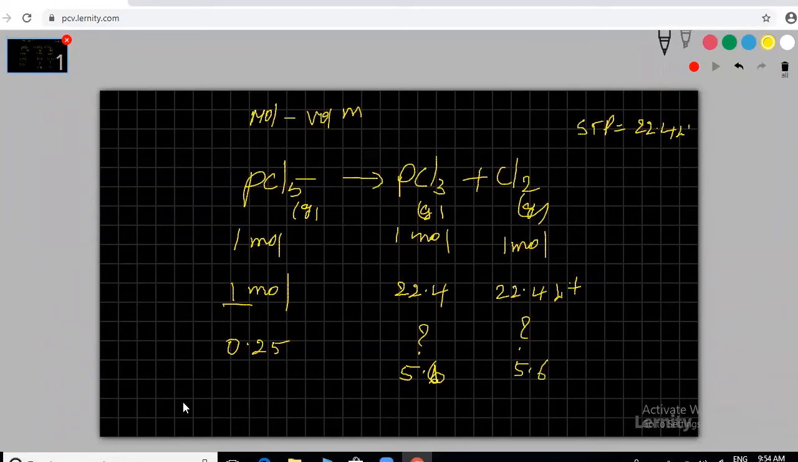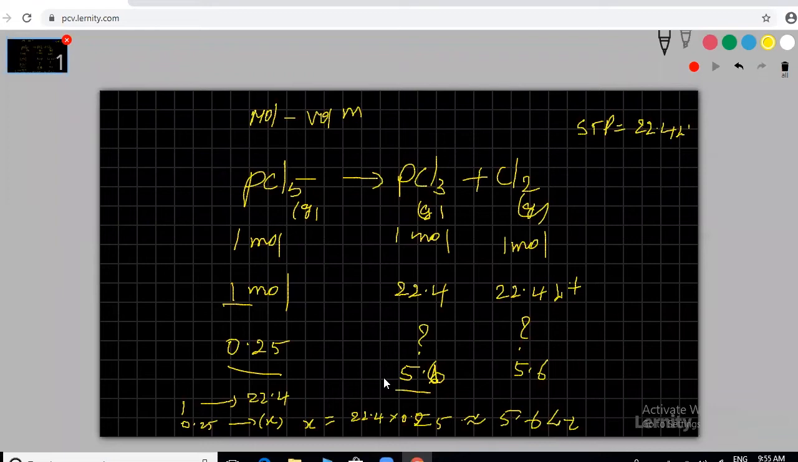If you have doubt, you can see 1 mole gives 22.4 liters, then 0.25 gives how much? You can get X equal to 22.4 into 0.25, that's nothing but 5.6 liters. Clear? So this is the mole volume relation.